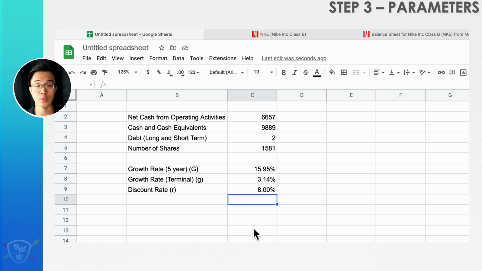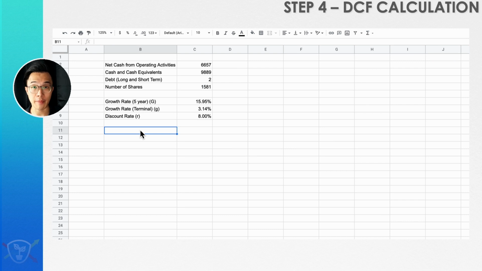So there we have it. This was step 3. We came up with 3 different rates: the 5-year growth rate, the terminal growth rate, and the discount rate, which we'll be using in our DCF calculation. Alright, so now we've come to step 4, where we'll be executing the DCF calculation. So we're going to use a table to carry out our calculation.